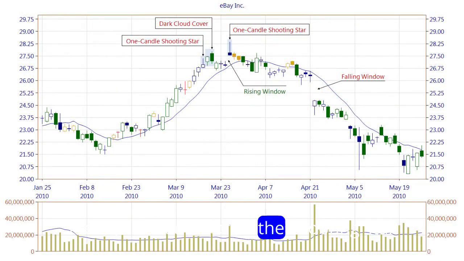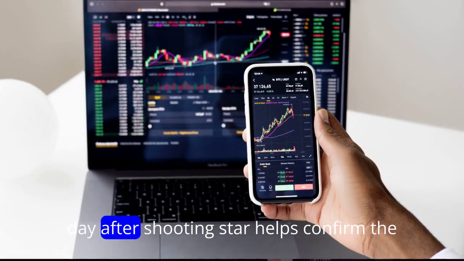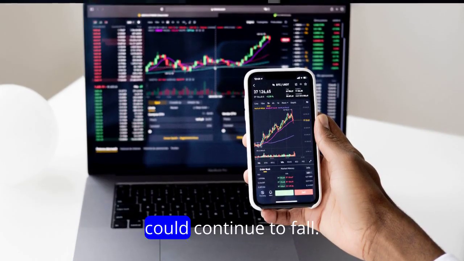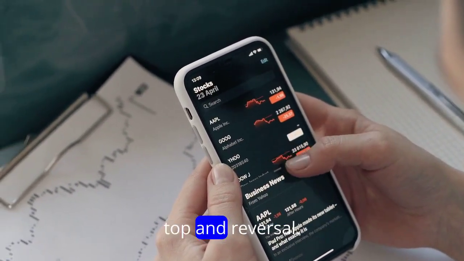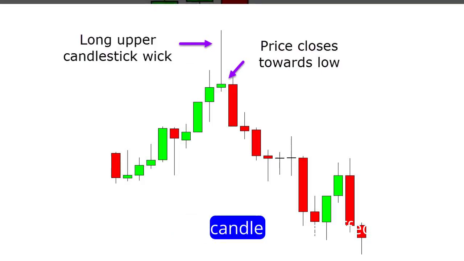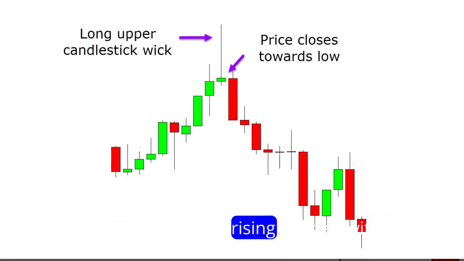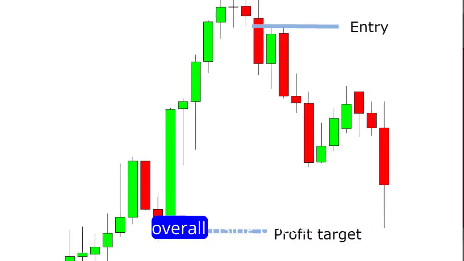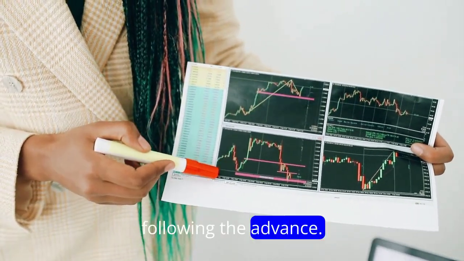Ideally, the candle after the shooting star gaps lower or opens near the prior close, and then moves lower on heavy volume. A down day after a shooting star helps confirm the price reversal and indicates the price could continue to fall. Shooting stars indicate a potential price top and reversal. The shooting star candle is most effective when it forms after a series of three or more consecutive rising candles with higher highs. It may also occur during a period of overall rising prices, even if a few recent candles were bearish following the advance.